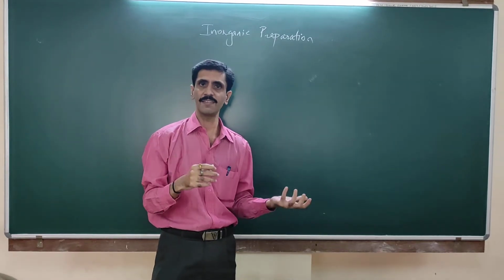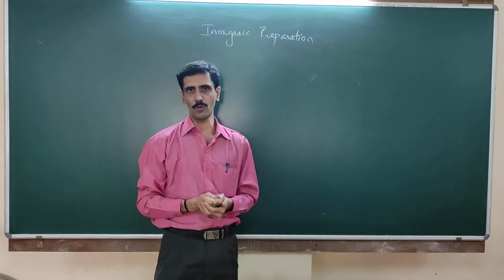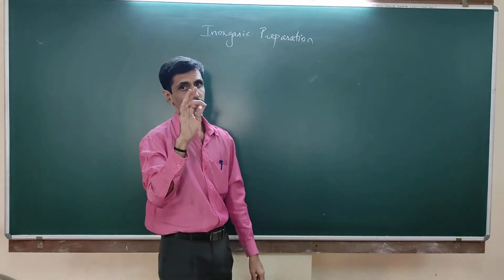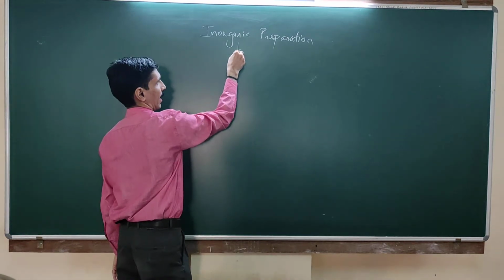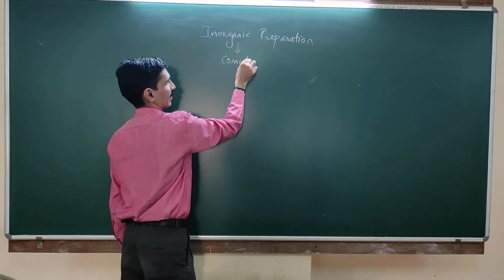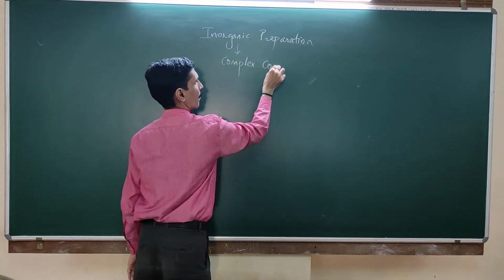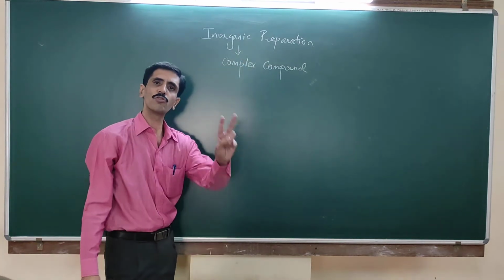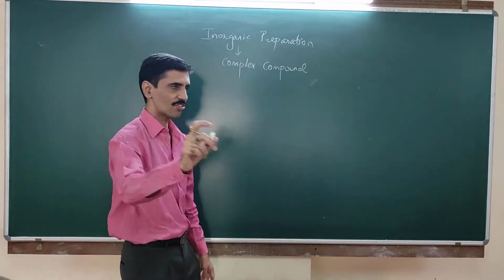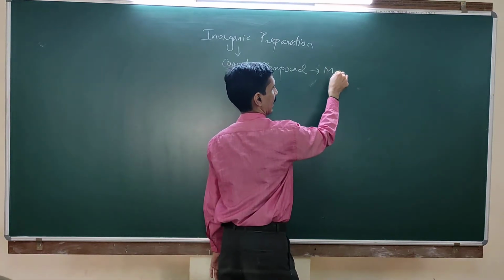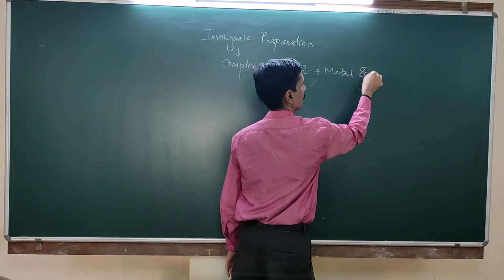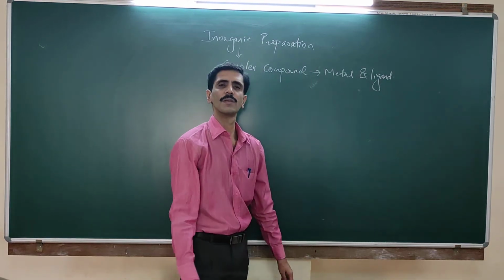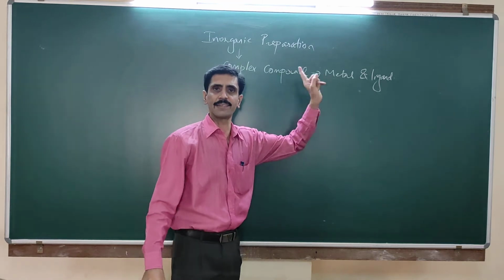to synthesize is a complex compound, or we also call it a coordination compound. Now what do you mean by a complex compound? I hope you know this very well, but just a recap, I'll tell you. A complex compound is a compound which involves two species, and that is metal and ligand. Ligands are electron donors and metals are electron acceptors.